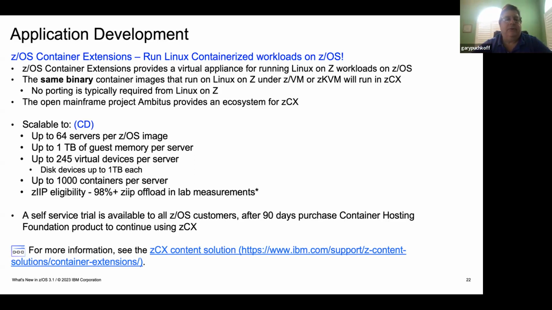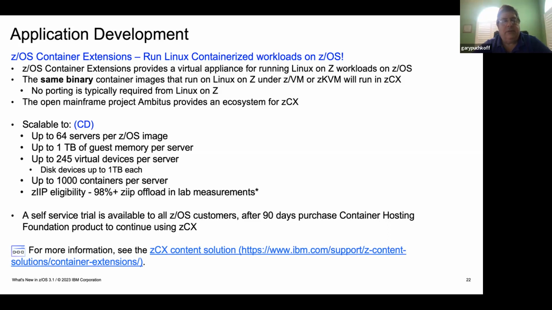to 64 virtual servers. So each one could be 1 terabyte of memory. Obviously, they can't have 64 1-terabyte ones on a server, but you can spread them across the sysplex, and that's fine. They can have up to 245 virtual devices per server. So think of it as disks, and 1 terabyte of memory on each disk, because that's the vSAN limit, right, for that, and up to 1,000 containers in each server. And more than 98% of the ZCX MIPS are zIIP offloaded in our lab measurements.